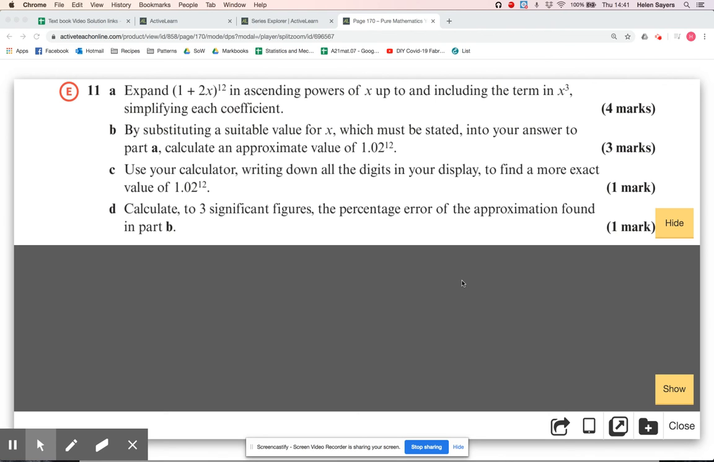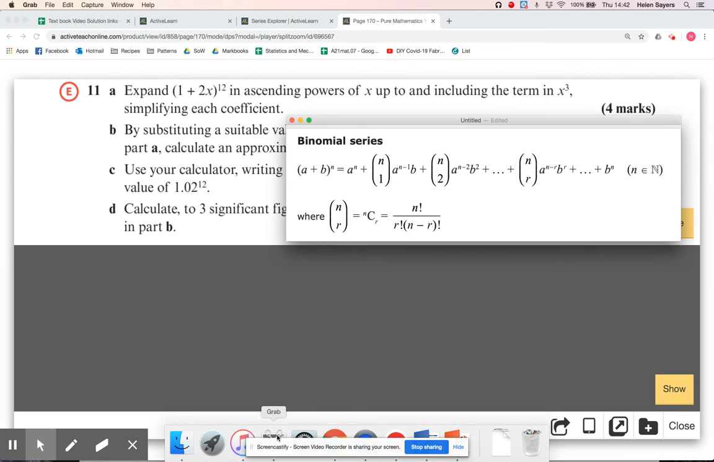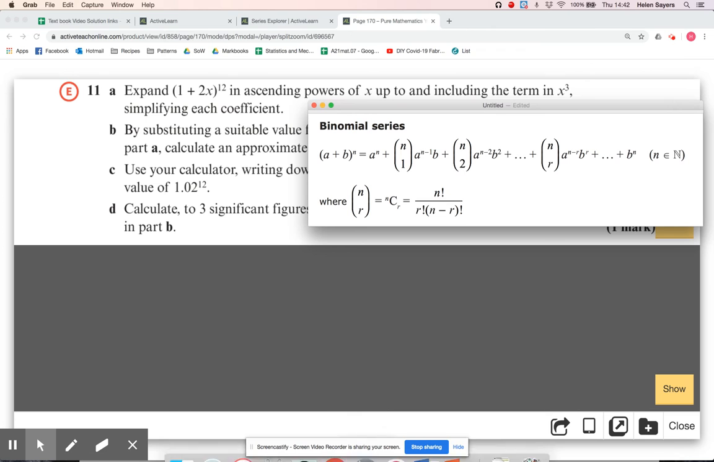Okay, we're looking at mixed exercise 8 from the first year core textbook. So we're on binomial expansion. So question 11. You are given the binomial expansion formula on the formula sheet.